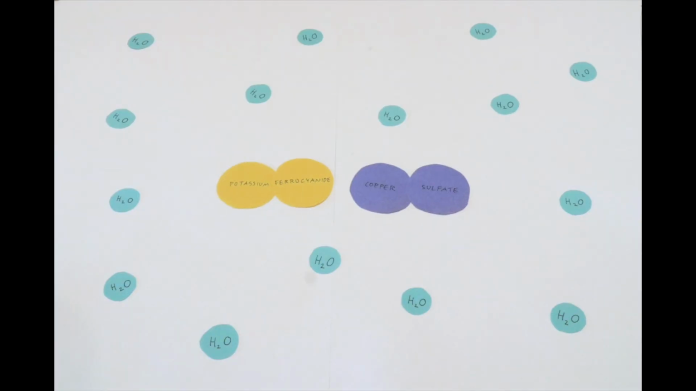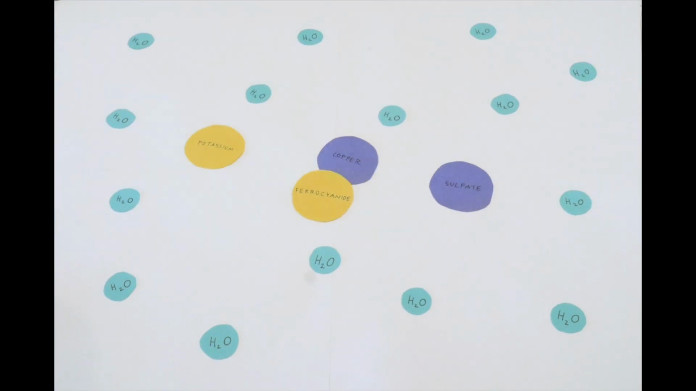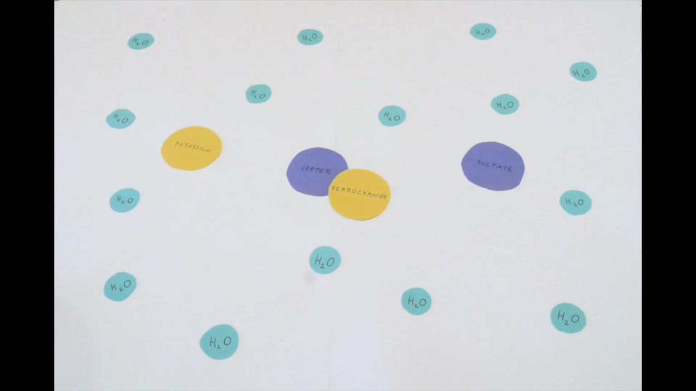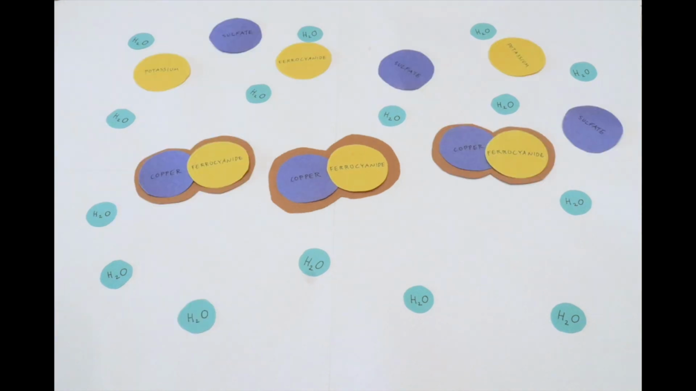When potassium ferrocyanide and cupric sulfate are mixed in water, a reaction only occurs between the ferrocyanide and the copper. The ferrocyanide and copper bond to make copper ferrocyanide, which is what makes the brown cells. Being spectator ions, the potassium and sulfate play no part in the reaction.